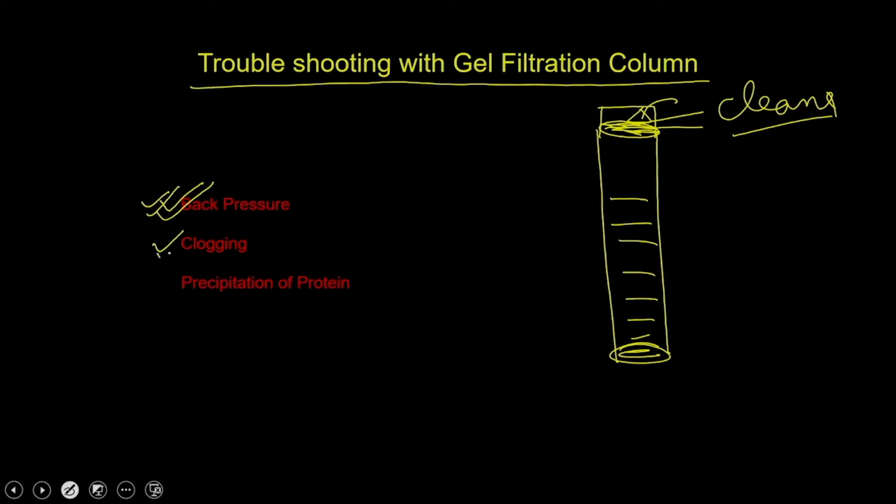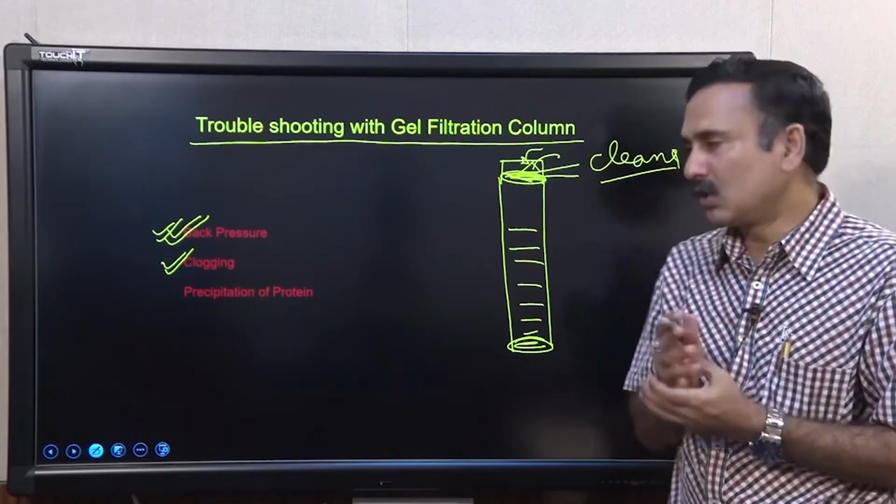Then you have the clogging of these columns, which means proteins are present on these filters. Those filters have small pores through which only water should pass. If proteins get into those pores, they also bind to them, and that is how you are going to have clogging.